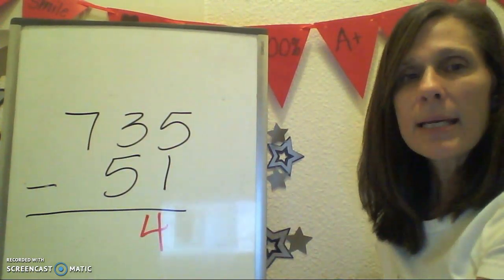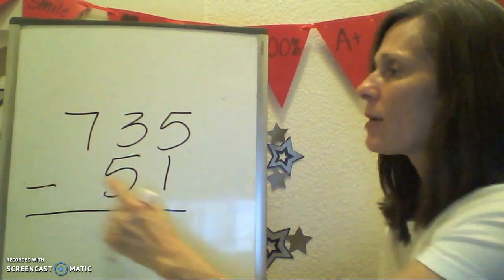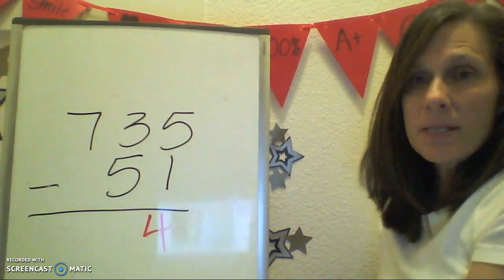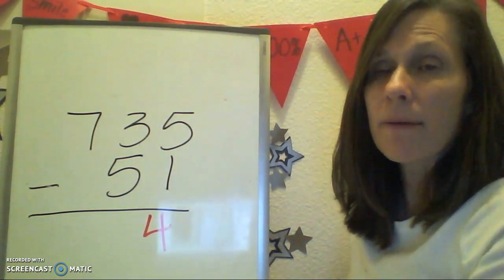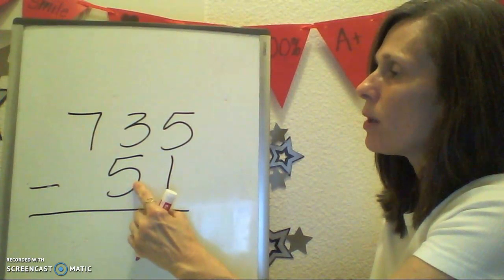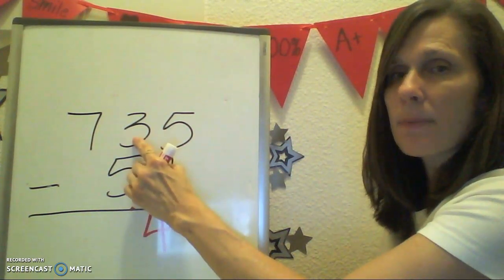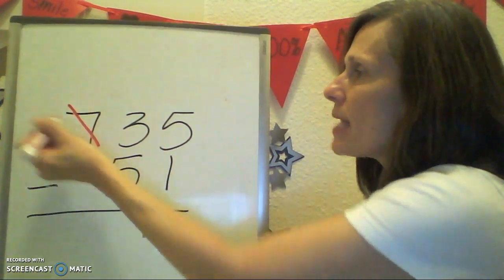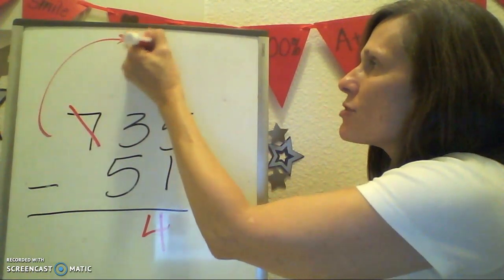Now I move to my tens place. 3 take away 5. Can I do it? No. If I have 3 grapes, I can't give you 5. I don't have enough. So when there's more on the floor, when the bottom number is bigger than the top number, we go next door. So the 3 asks the 7 for a set of 10. So the 7 says, here's your set of 10.